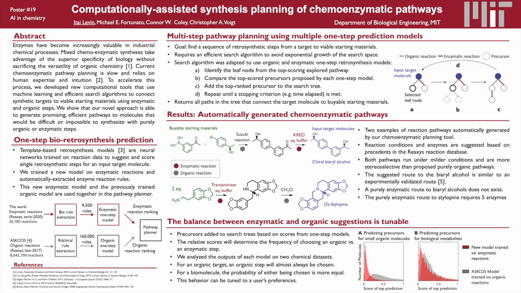In the future, the relative likelihood that our pathway planner will suggest an enzymatic step or an organic step can be tuned by modifying the relative magnitude of the outputs from the corresponding one-step models. We plan to apply this new chemoenzymatic pathway planner to find synthetic routes to molecules that are difficult to access by pure enzymatic or organic synthesis.